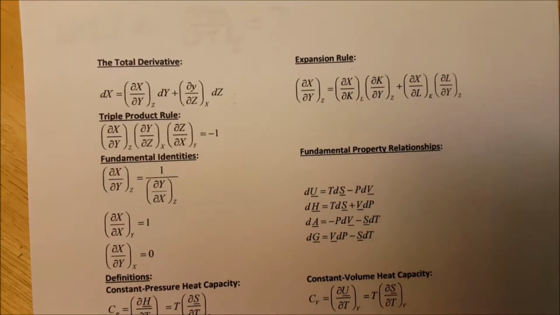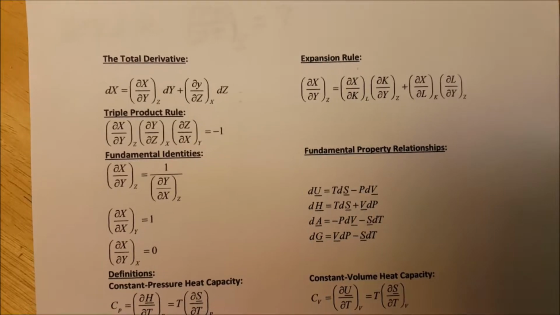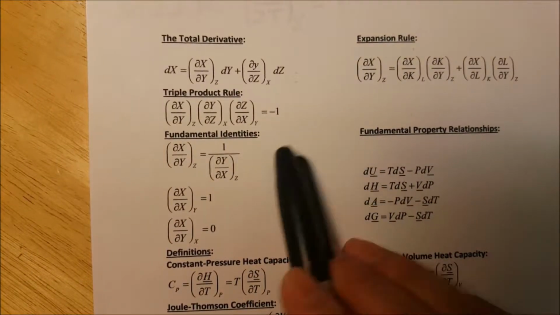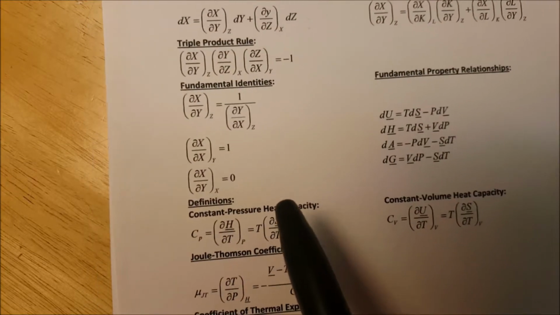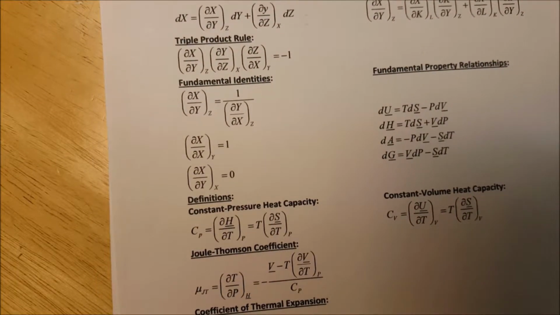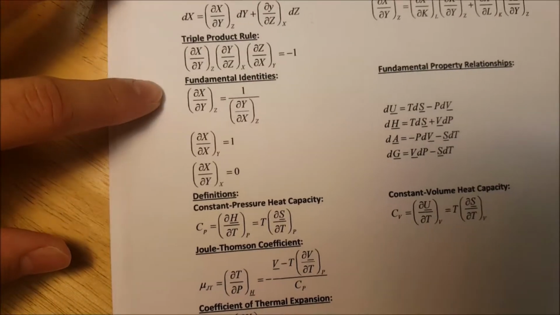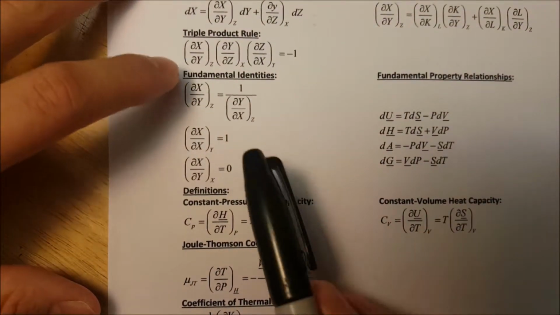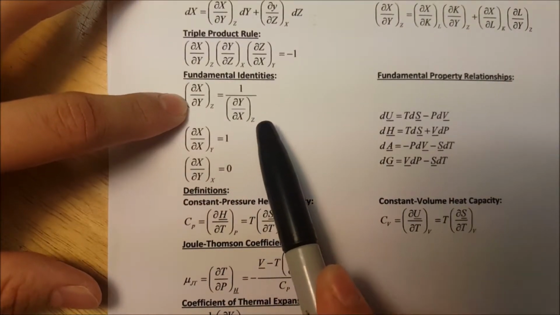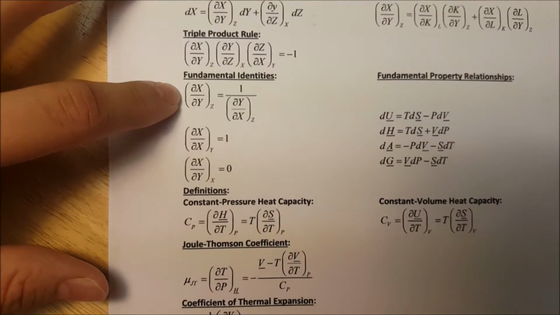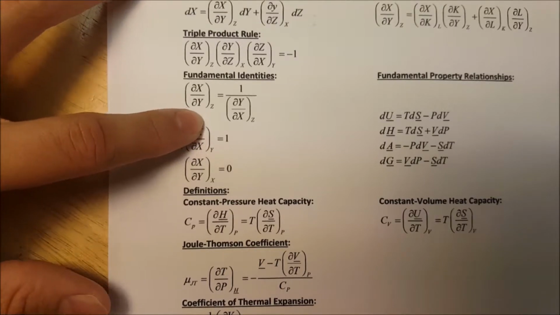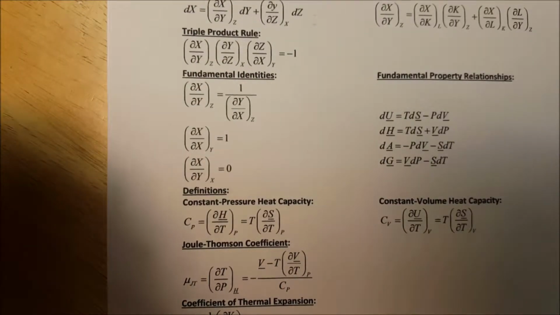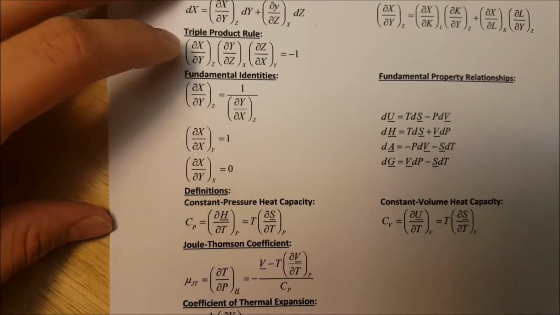Expansion rule is another useful Calc 3 or multivariable calculus trick. Same thing with the product rule, triple product rule. Also notable are these fundamental identities. These are really just basic mathematics, and they just make sense if you look closely at them. So this is just the reciprocal identity, which says that delta x, delta y with z constant is simply equal to 1 divided by the reciprocal of that. And that's just mathematics. I'm pretty sure you can understand that one.